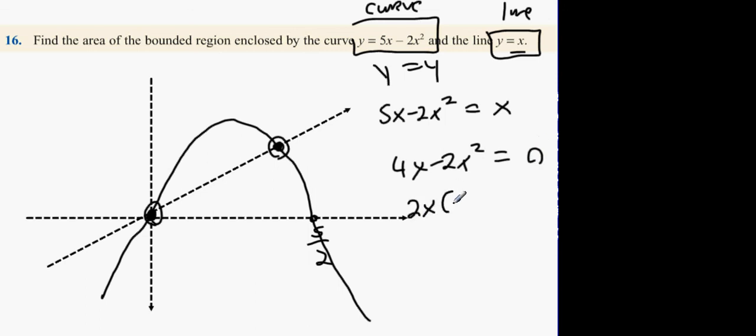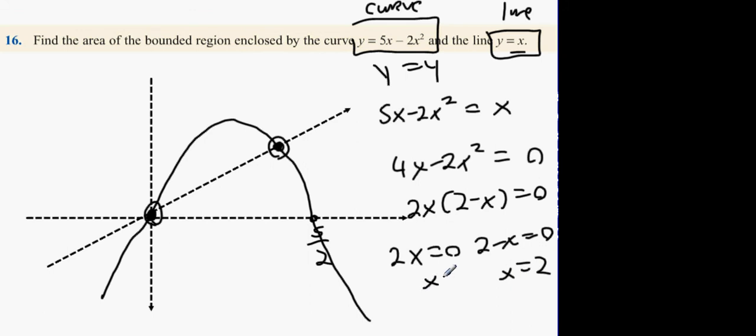Take out 2x and we get 2x times (2 minus x) equals 0. We're then going to get 2x equals 0, or 2 minus x equals 0. So we get x equals 2, or x equals 0. What this means is that if I put a dot down here, this value is going to be 2.